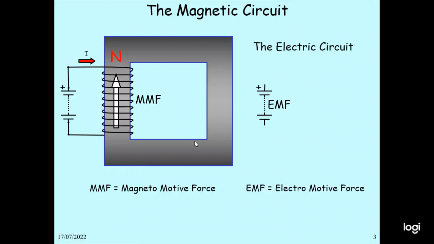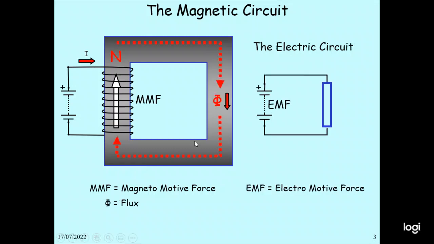This is similar to the EMF, where EMF is electromotive force. So this is a magnetic circuit, and this is an electric circuit. The magnetomotive force, the flux phi is flowing. And similar to the electromotive force, the EMF, the current I is flowing.